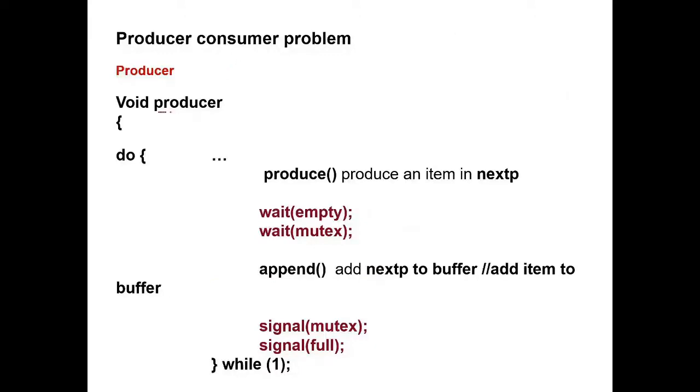Now let us see the algorithm for the producer. The producer is going to produce an item and add it into the slots. So this buffer slot is like a critical section. Suppose in this buffer we have 5 slots, 1, 2, 3, 4 and 5. This buffer is a critical section, and this part is treated as a full critical section.